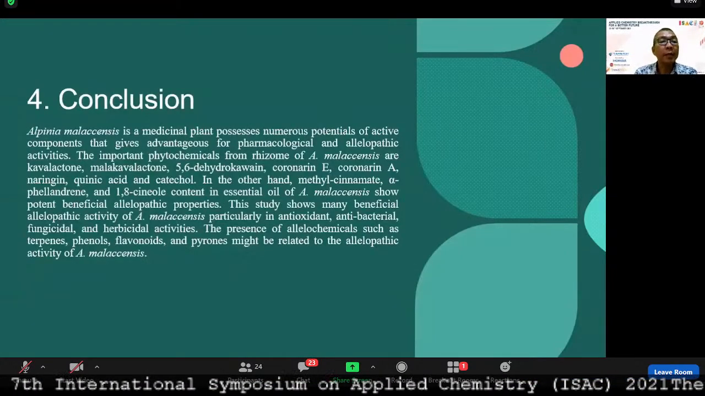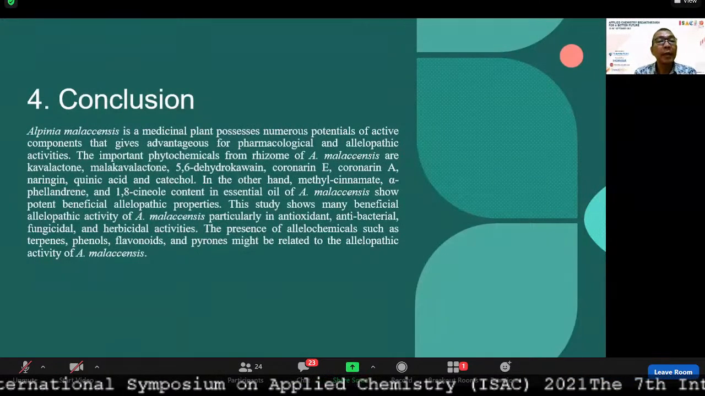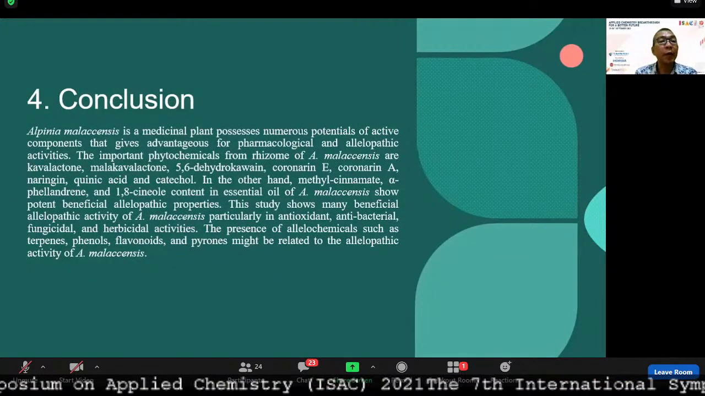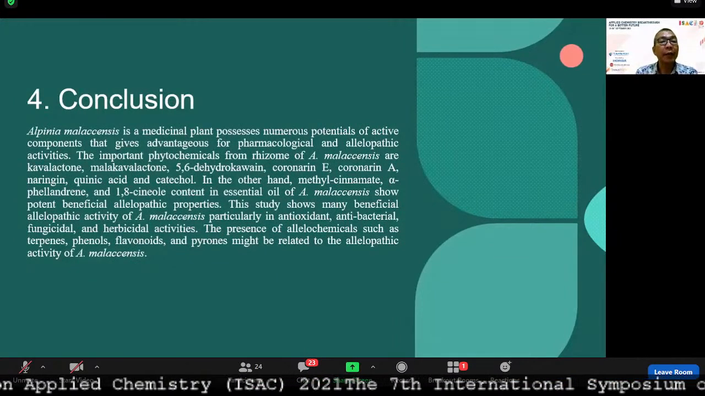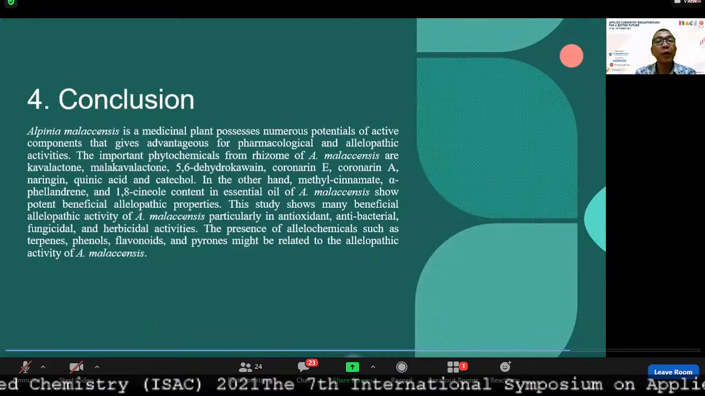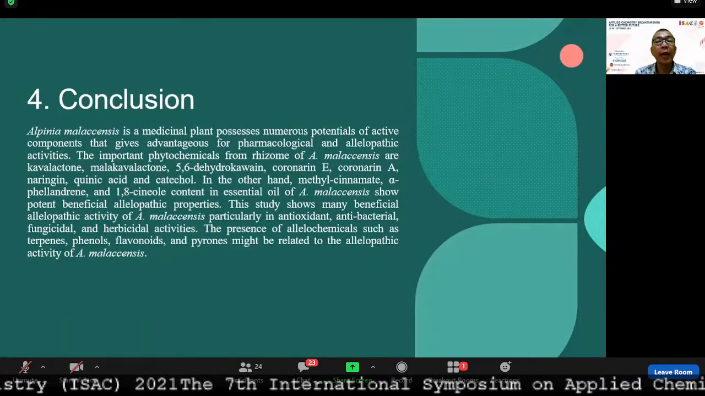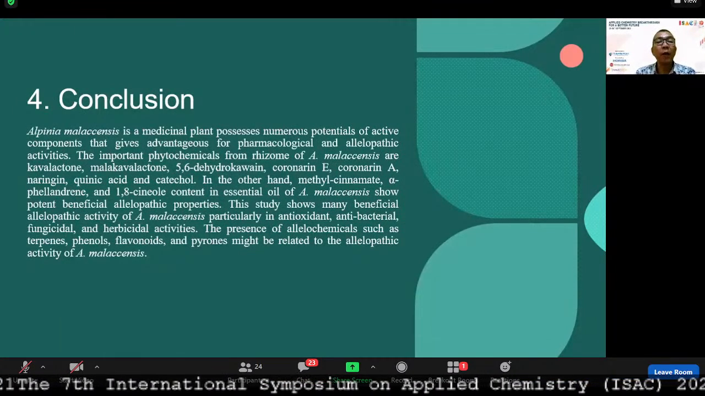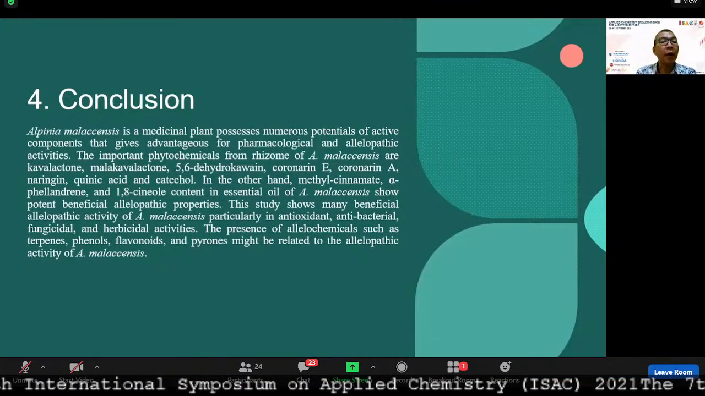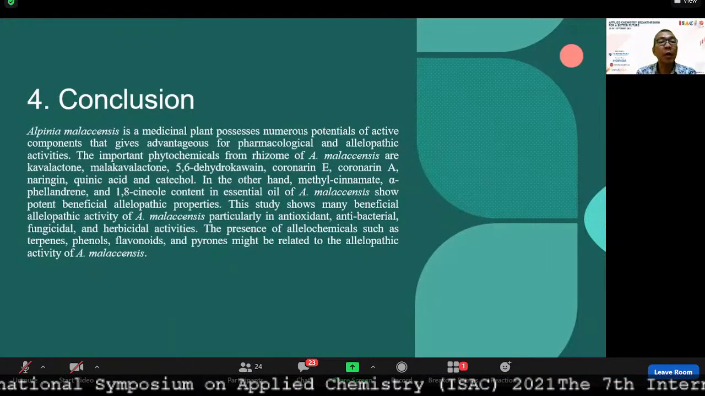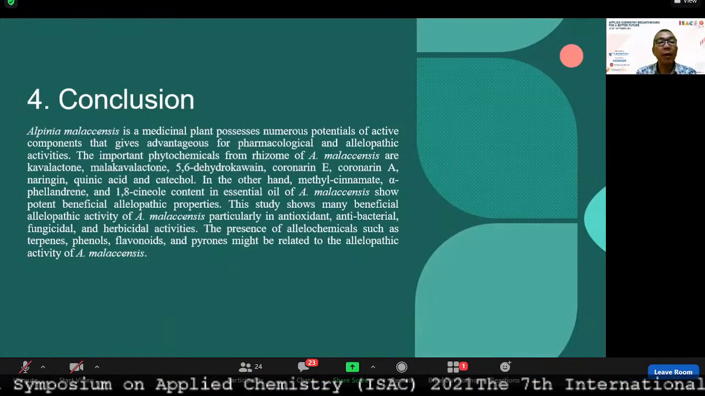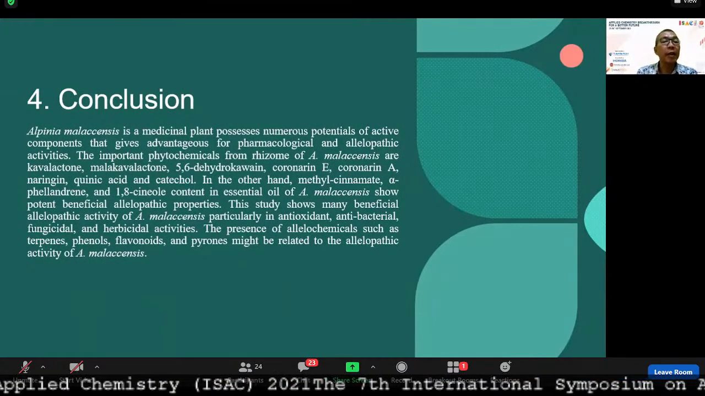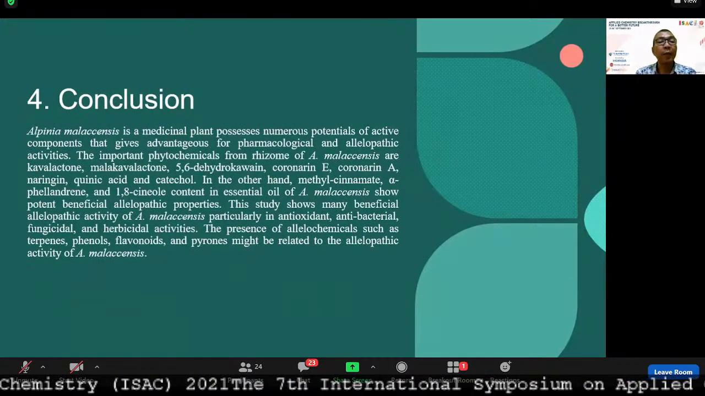Conclusion: Alpinia malaccensis is a medicinal plant that possesses numerous potential active components that give advantages for pharmacological and allelopathic activities. The important phytochemicals from the rhizome of A. malaccensis are cavalactone, pallidacavalactone, 5,6-dehydrokawain, coronarin E, coronarin A, naringin, quinic acid, and catechol.